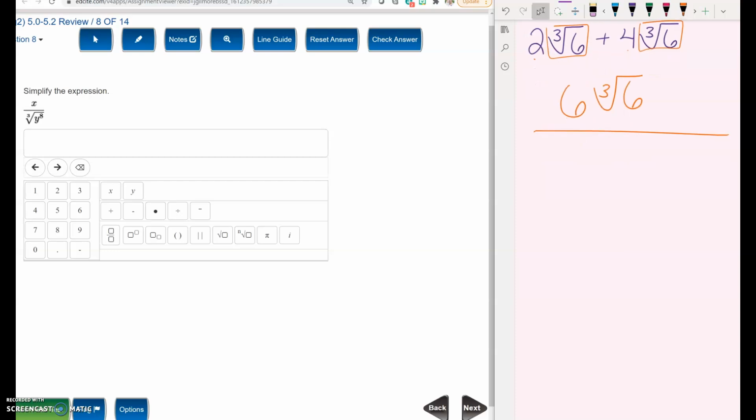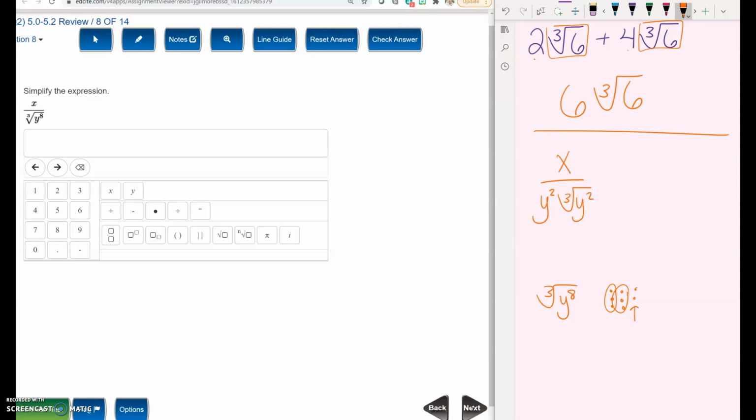x over the third root of y to the 8th. Well, the x is fine. But when I think about the third root of y to the 8th, how many groups of 3 are there in 8? 1, 2, 3, 4, 5, 6, 7, 8. There's 2 full groups of 3, so that would be y squared. And then these 2 would still be stuck under a radical. So you still have y squared under the radical.